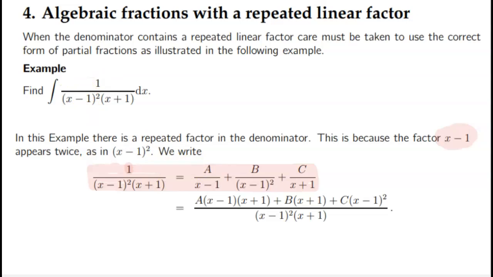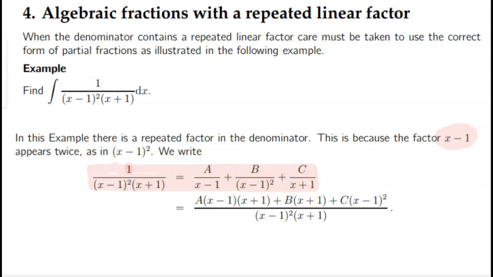So the way we do it is we write a divided by x minus 1, then b divided by x minus 1 squared, plus c divided by x plus 1. The reason we wrote x minus 1 and x minus 1 squared is that there was a repeated factor over here. Once we have this, we need to make all the denominators the same. If you look at the bottom, this is x minus 1, this is x minus 1 squared, and this is x plus 1.